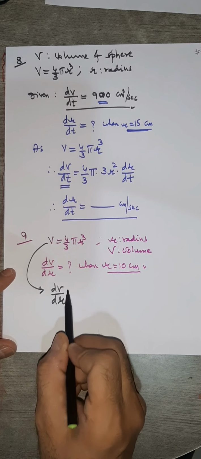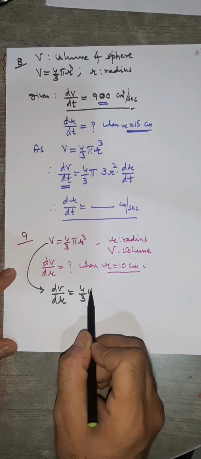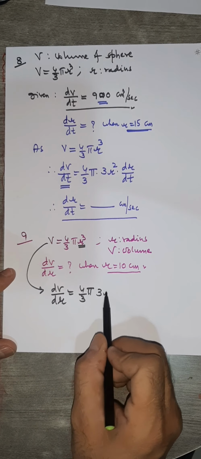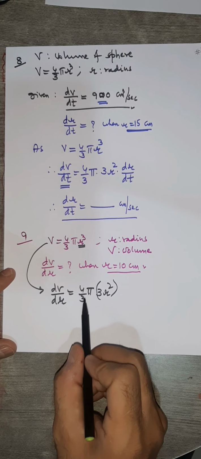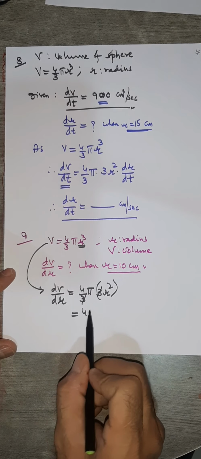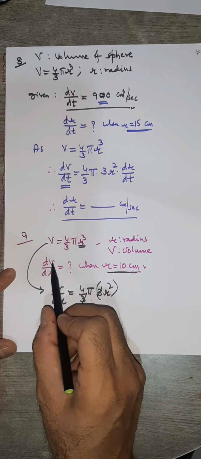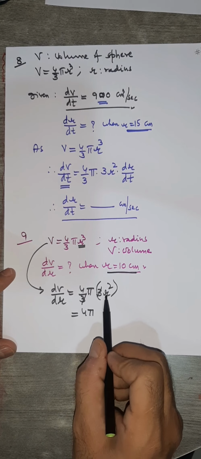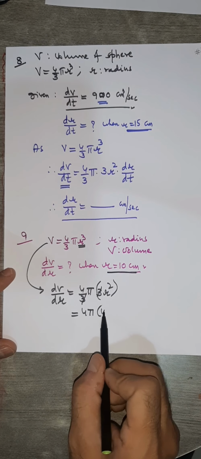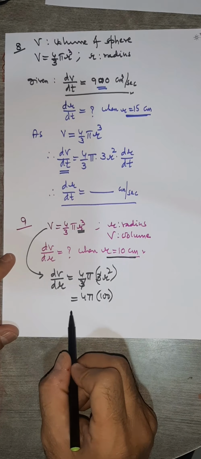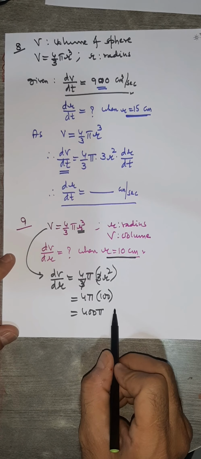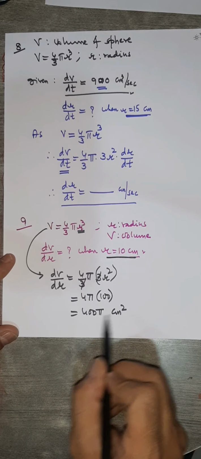So dV by dr equals 4 by 3 pi, being constant, as it is. Derivative of r cube with respect to r is 3r square. So 3 will get cancelled. 4 pi r square. You want the change in the volume with respect to radius when r is 10. So here you just put 10, so this will be 100. So we'll get 400 pi centimeter square.